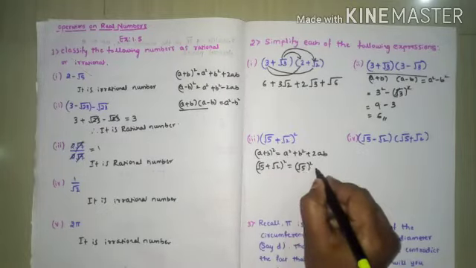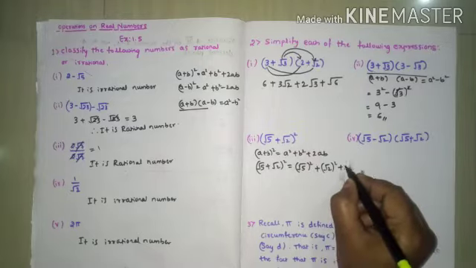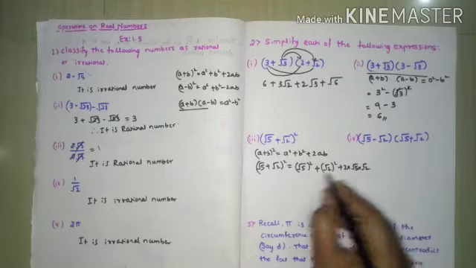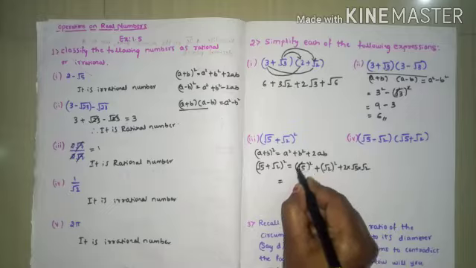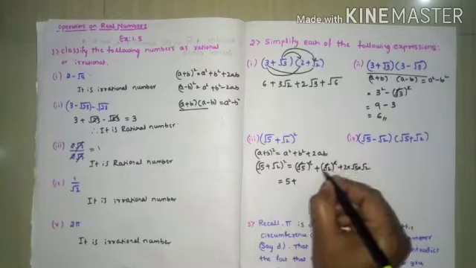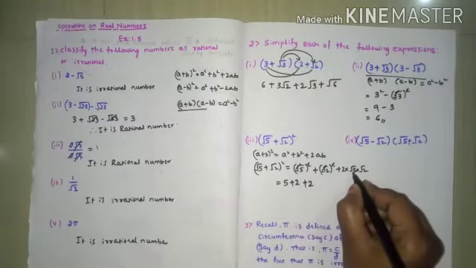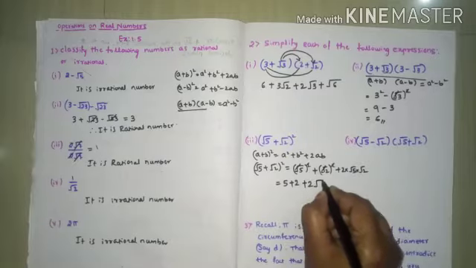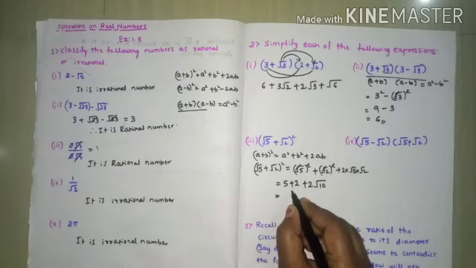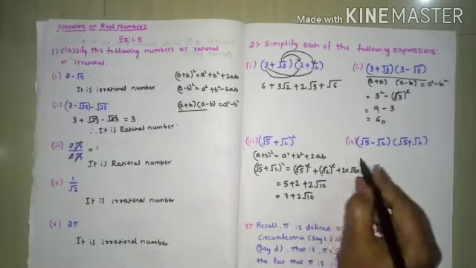Here a square means root 5 square, b square means root 2 square, plus 2 into a means root 5, b means root 2. Now root 5 square, here square root and square will get cancelled, so it will become 5. Here also square root and square will get cancelled, it will become 2, plus 2 into, you have to multiply root number with root number, so it will become root 10. So for the answer, 5 plus 2 we can add. 5 plus 2 is 7, plus 2 root 10 is the answer for this sum.